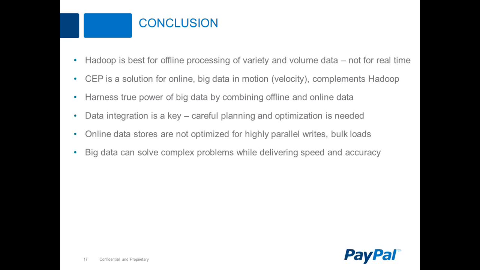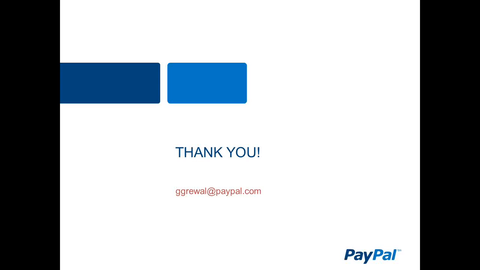complementing. So the key is to combine offline and online data, but to do that, your data integration is the biggest challenge, and needs a lot of optimization. The challenge comes from our online data stores not being tuned for heavy loads, heavy write loads or bulk loads. So what we have seen is that you could solve complex problems using offline and online systems, just like what we saw in our graph example.